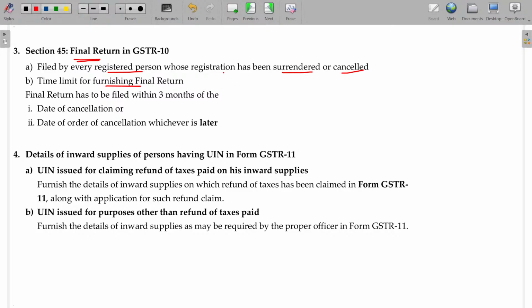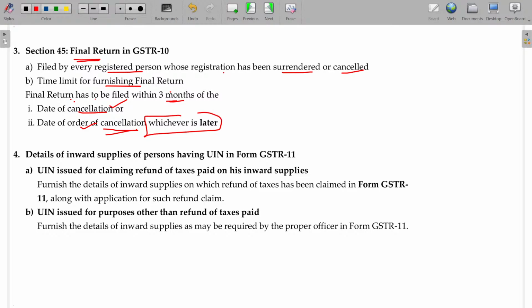Time limit for furnishing the final return being 3 months. Final return has to be filed within 3 months of the date of cancellation or date of order for cancellation. Date of cancellation is voluntary, or the department may take actions on you to cancel. After the cancellation order, you can file within 3 months. Whichever is later will be taken.